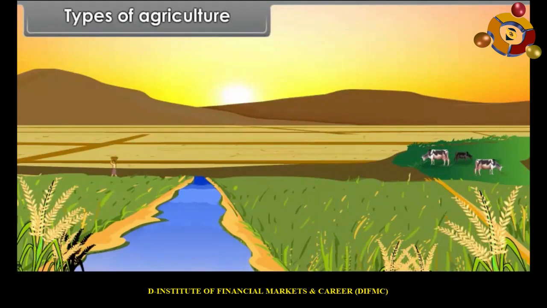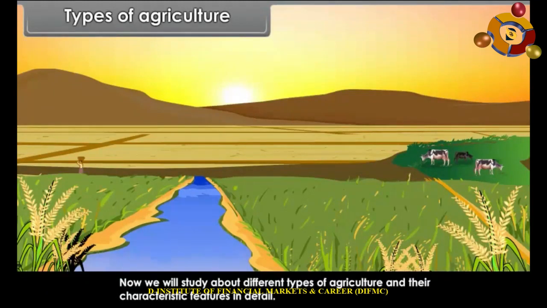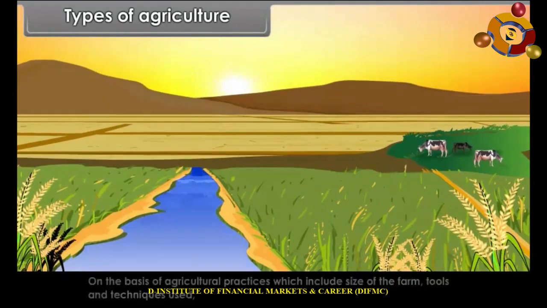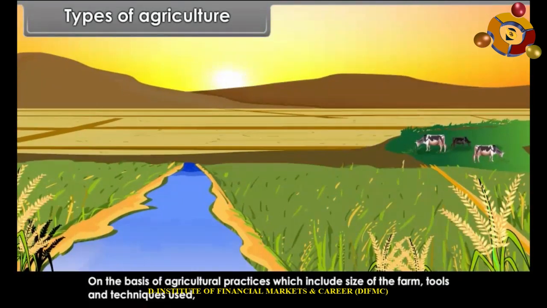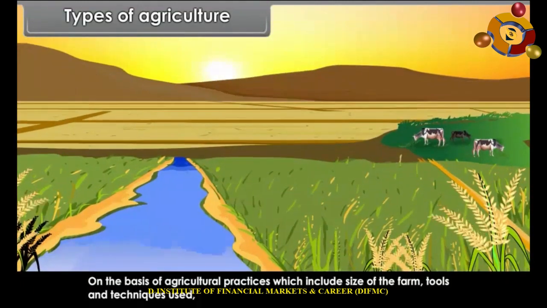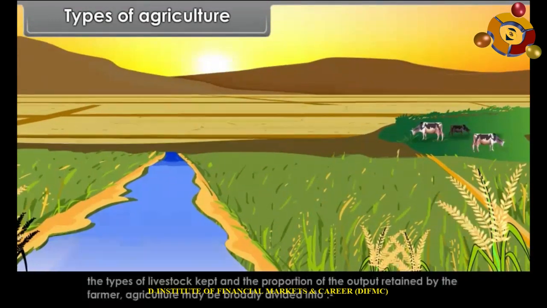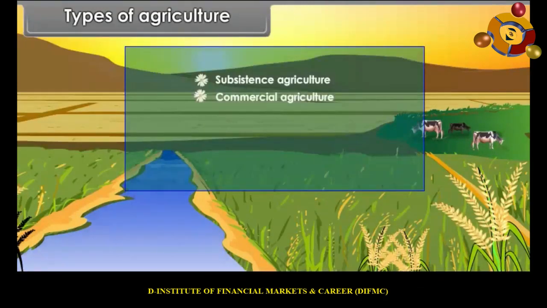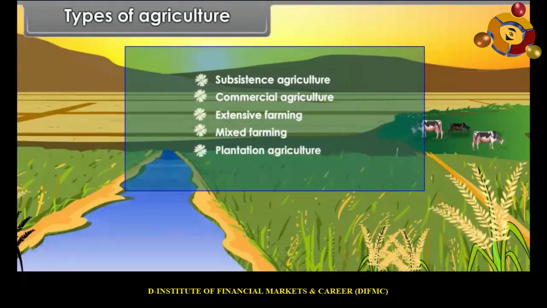Types of agriculture. Now we will study about different types of agriculture and their characteristic features in detail. On the basis of agricultural practices, which include size of the farm, tools and techniques used, the types of livestock kept, and the proportion of the output retained by the farmer, agriculture may be broadly divided into subsistence agriculture, commercial agriculture, extensive farming, mixed farming, plantation agriculture.